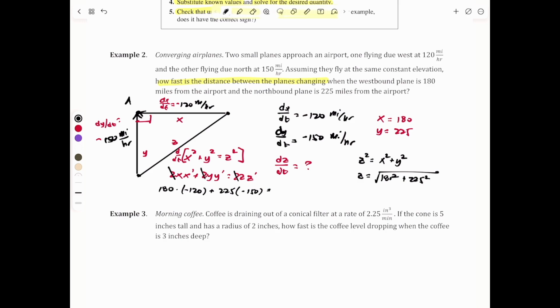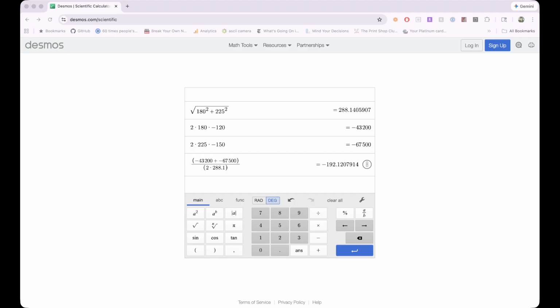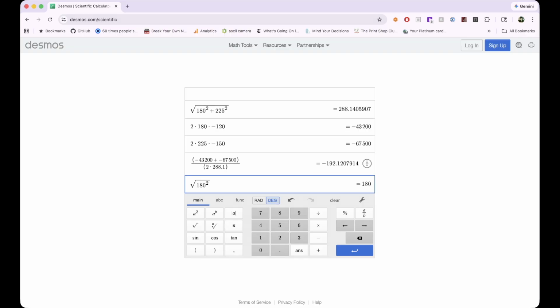So let's take a look at that on the calculator. I've already done this actually. Let me go up here. Yeah, I've already done this, so I'm going to retype it. It's the square root of 180 squared plus 225 squared. And that's 288.1. So that's my value for z.